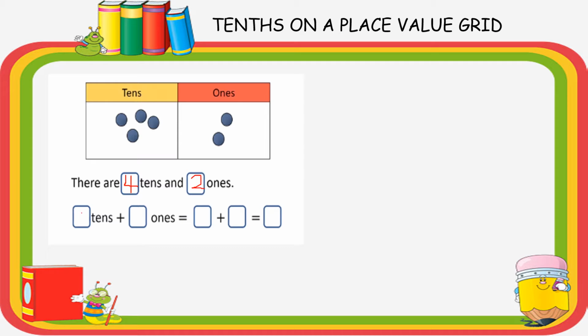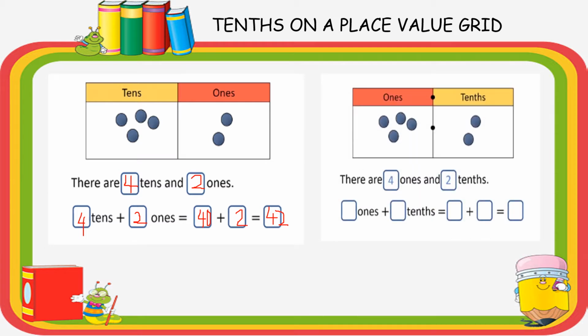So 4 tens plus 2 ones would give us what? 40. Remember, 4 tens represent 40. 4 tens divided into 4 gives us 10 each. So 10 times 4 is 40. So 4 tens represents 40. So 40 plus 2 gives us what? 42. Well done if you got this correctly.